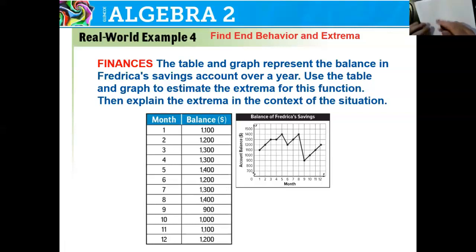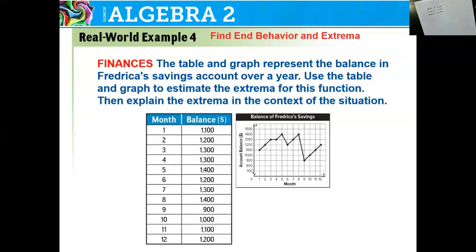So I'm saying month 5, relative max. Month 6, relative min. Okay, then we get to month 7, where it's at 1300. Month 8, it increases back up to 1400, but then it drops down to about 900 for month 9. So that means month 8 is a relative max.